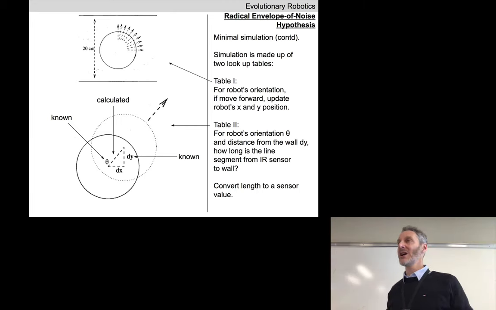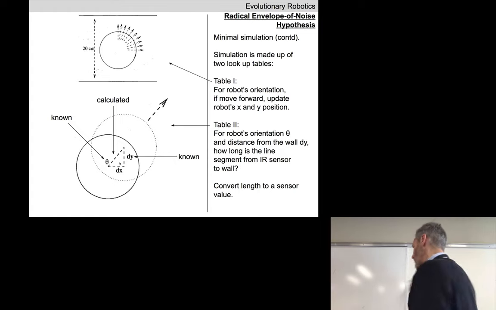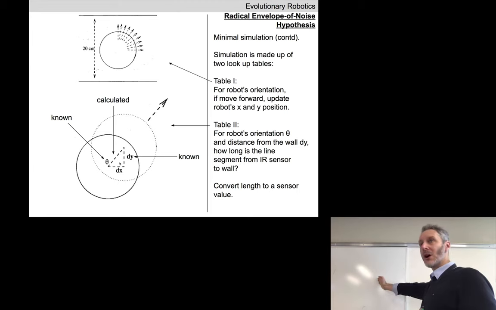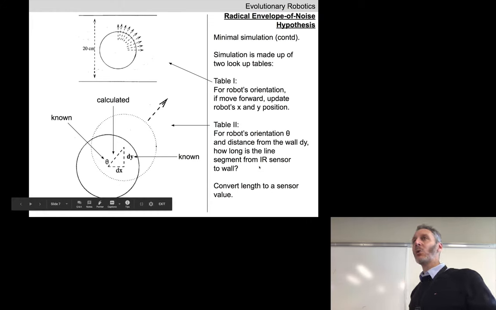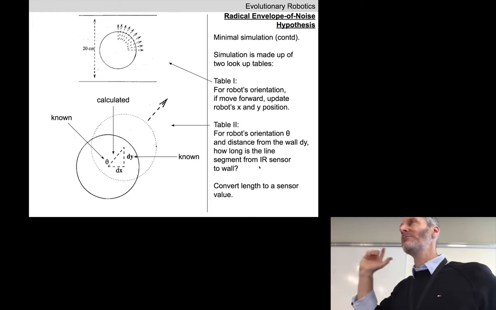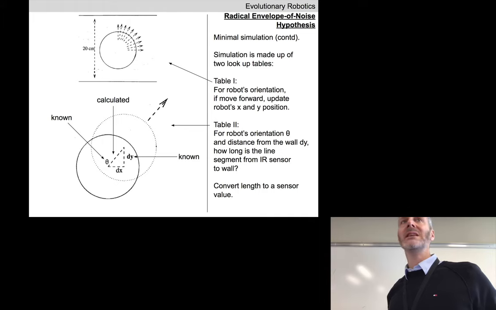You do a little bit of trigonometry and you figure out where the robot would be at the next time step. Table number two, which is they look up the robot's current orientation theta relative to the closest wall and the distance from the wall. And they try and guess more or less what the value of the infrared sensor would be in that case.